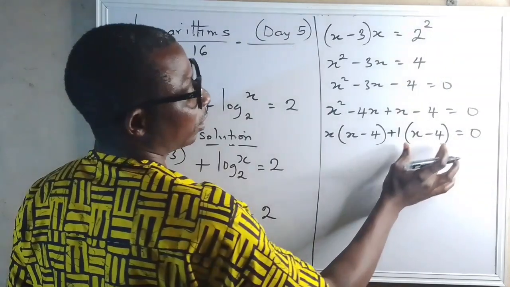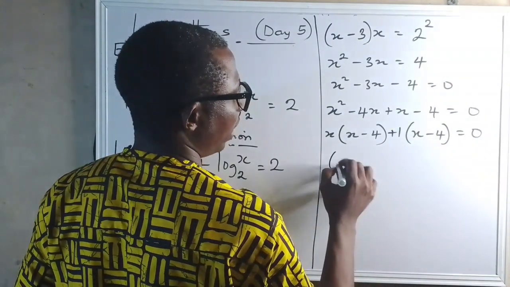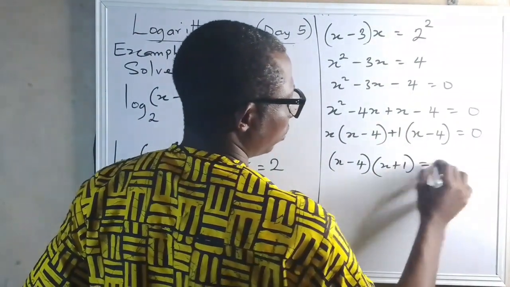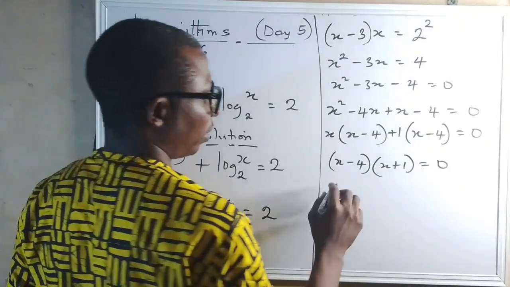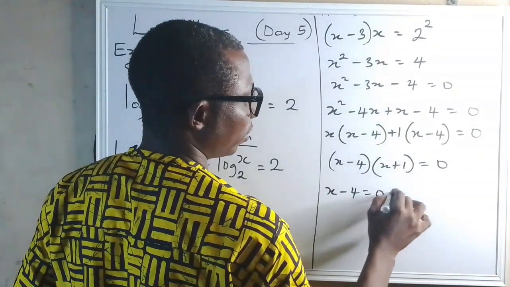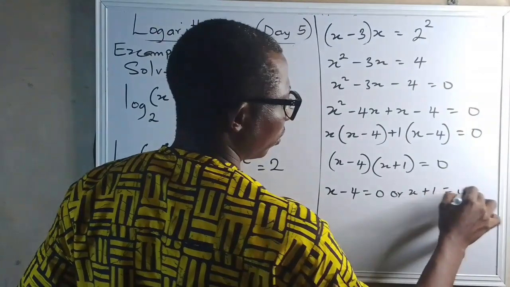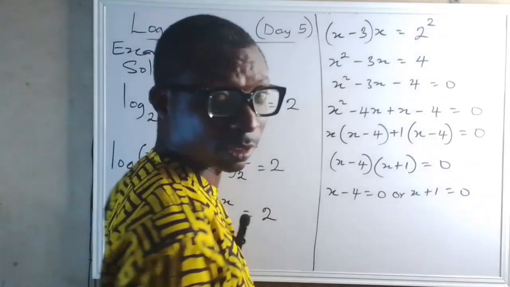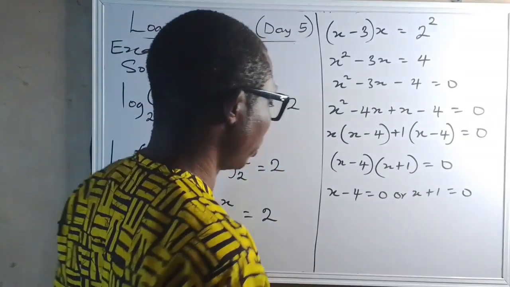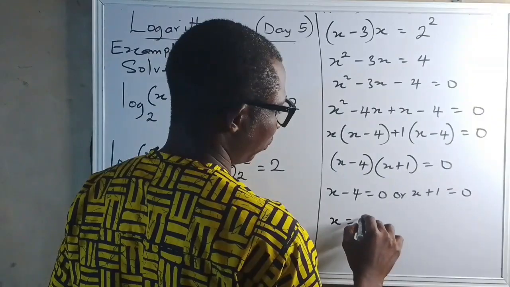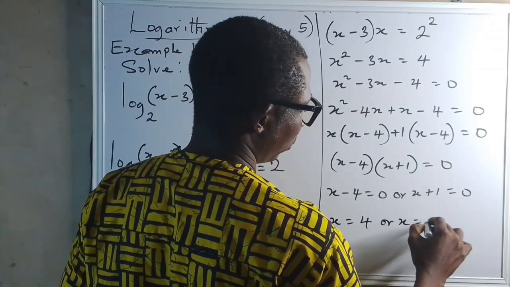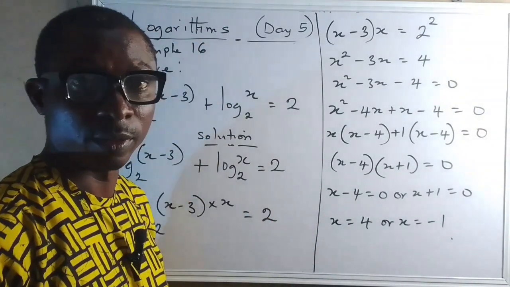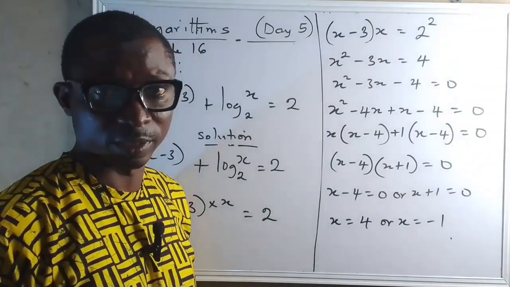All right. Now, the common factor here is x minus 4. So you are left with x plus 1 equals 0. So now x minus 4 equals 0 or x plus 1 equals 0. Hope you are getting that. So we have x equals 4 or x equals minus 1. So now this is going to be the answer to the problem. All right. So now let's move to the next example, example 17.